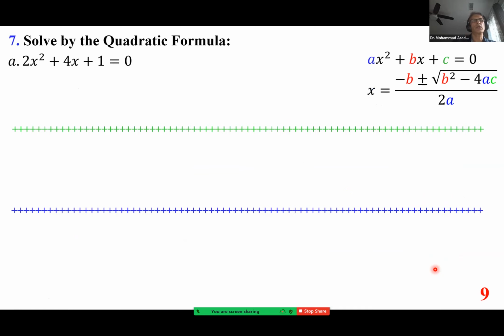We want to use the quadratic formula to solve this, and we have ax squared plus bx plus c equal to 0. x is minus b plus or minus the square root of b squared minus 4ac, over 2a. a is 2, b is 4, c is 1. Plug in.